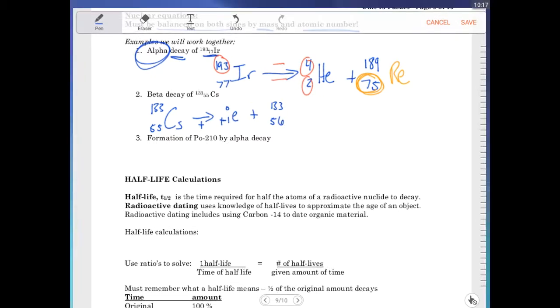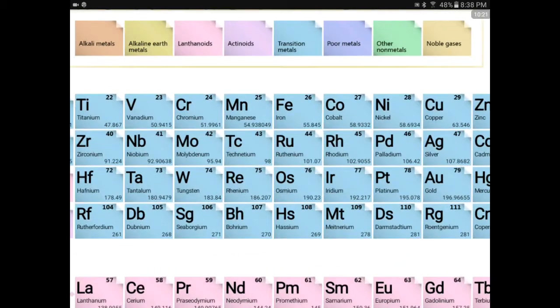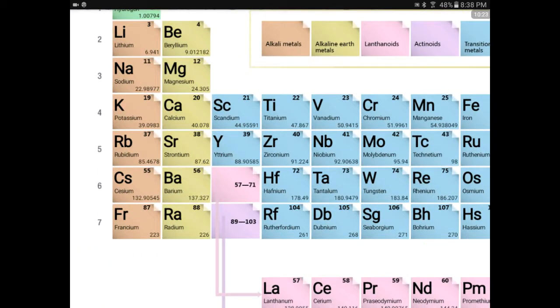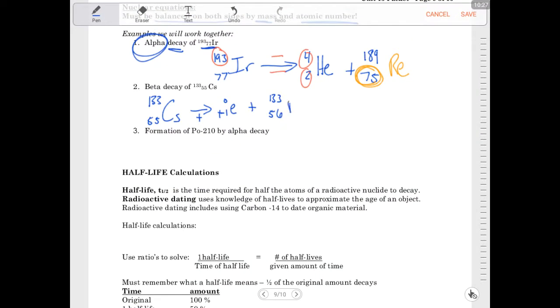Go back to your periodic table. We're going to find number 56. Zoom out. Over here, that's going to be barium. So now barium is our new atomic symbol. It is that easy. Now I know I put a plus sign here, but if we take this back, take a look. The right-hand side is going to equal the left-hand side.